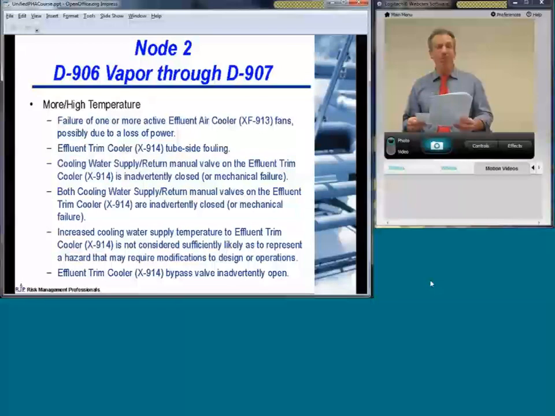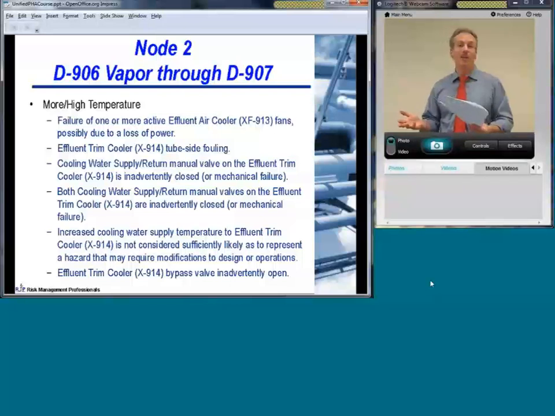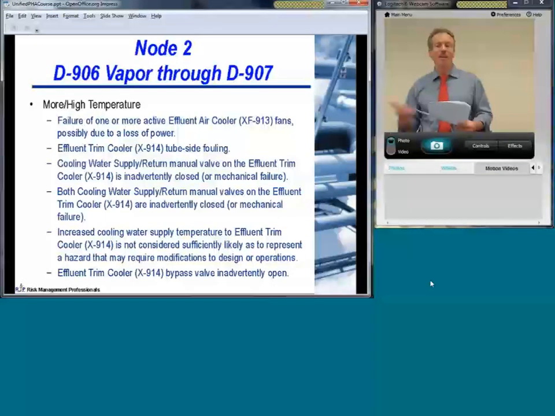Also, from the fan failure perspective, getting that high temperature material hitting X914, is it designed for that? Can you exceed tube metallurgy limits? Can you cause thermal shock? There's a lot of things that you need to look at, and these types of causal events will help pick that up during the HAZOP study.